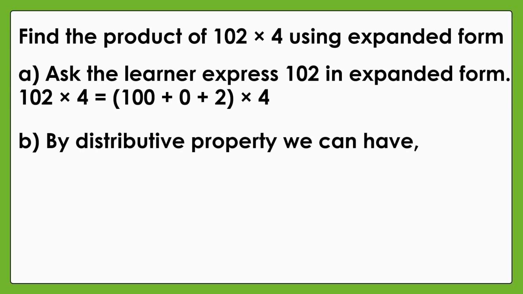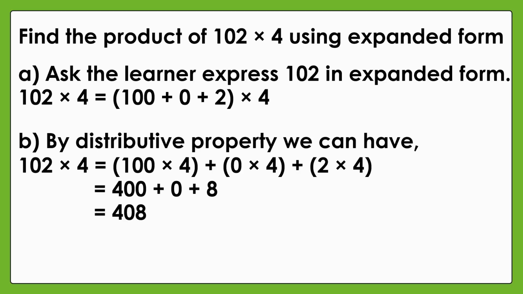By distributive property, we can have 102 times 4 is equal to 100 times 4 plus 0 times 4 plus 2 times 4 equals 400 plus 0 plus 8, and the product is 408. So, 102 times 4 is equal to 408.